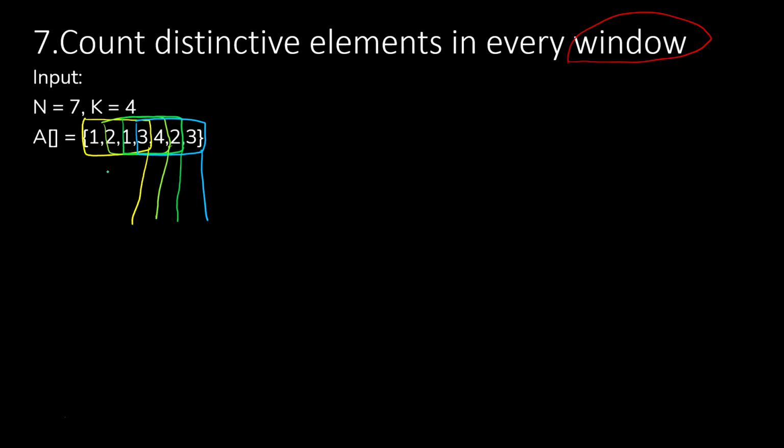In each window we have to count how many unique values are there. This is also called a sliding window approach. So 1, 2, 1, 3: how many unique elements are there? We have 3 elements. In the second box, 2, 1, 3, 4, we have 4. Then we have 4 again for 1, 3, 4, 2. For 3, 4, 2, 3 we have 3 unique elements.